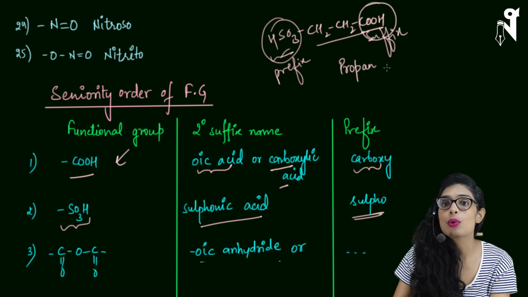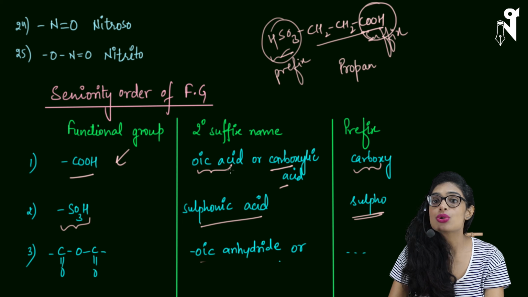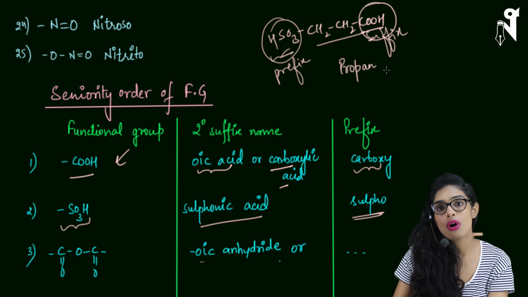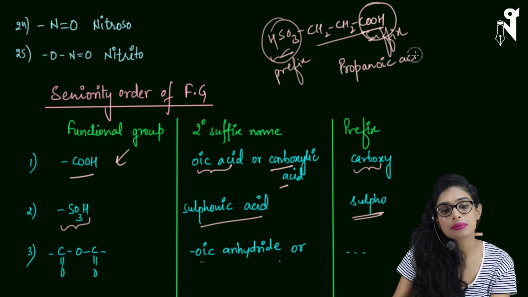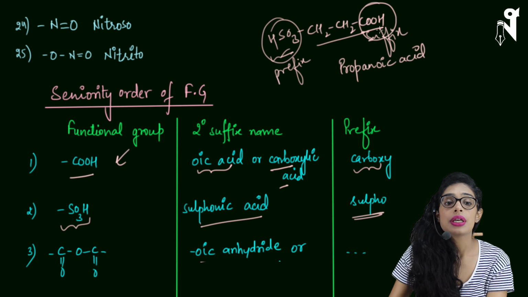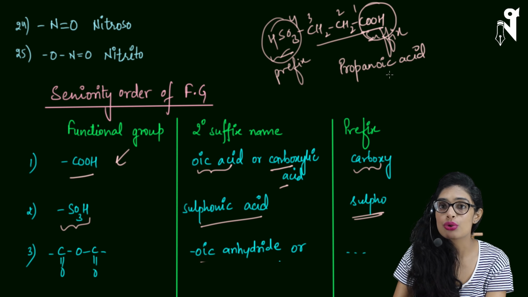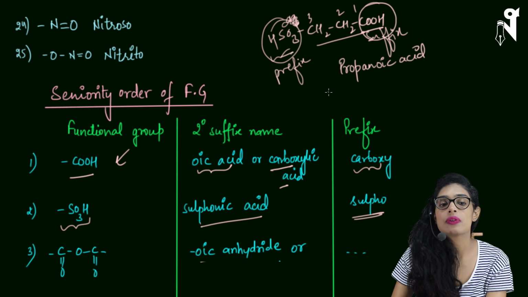Now I cannot write propane completely because I have to write oic acid as a suffix, and two vowels cannot come together, and hence I'll be ignoring the E of propane, and I'll write propanoic acid. Now because your carboxylic acid is the highest priority group, even the numbering will start from here, and this is present on the first position, hence I'm not mentioning any position over here. So it will become propanoic acid. Now we know, I'm sorry, this is not true. It is present on the third carbon.